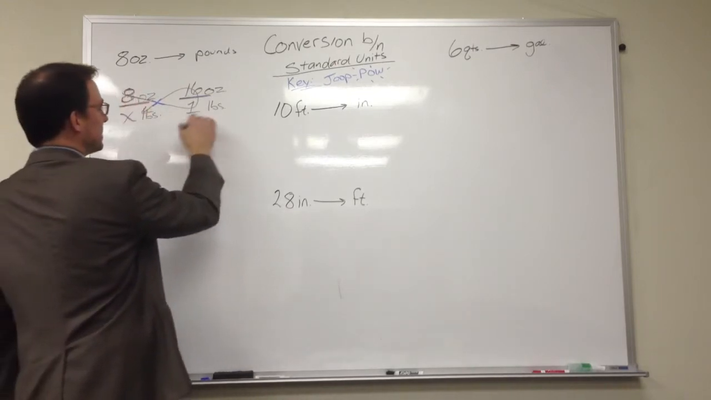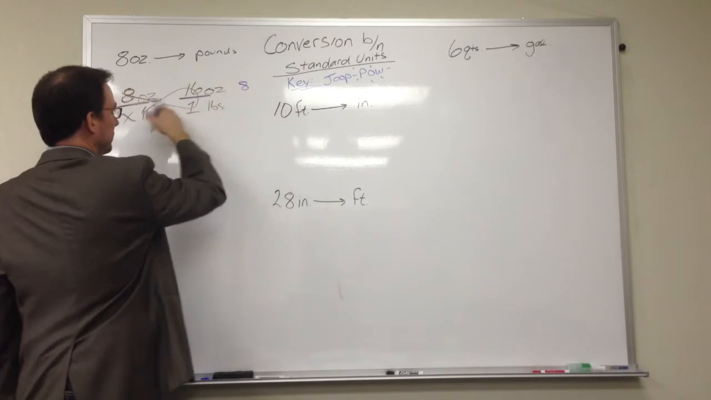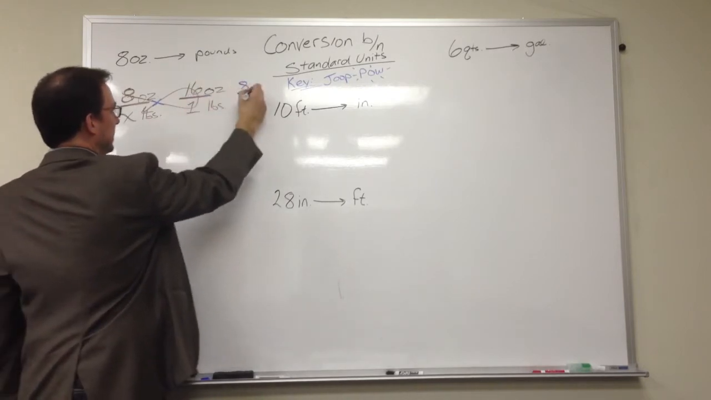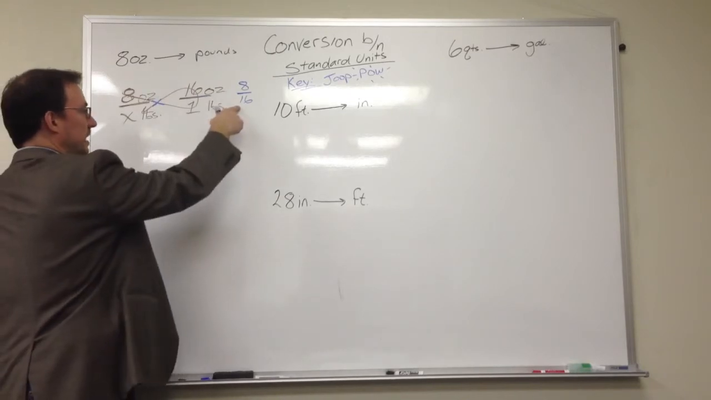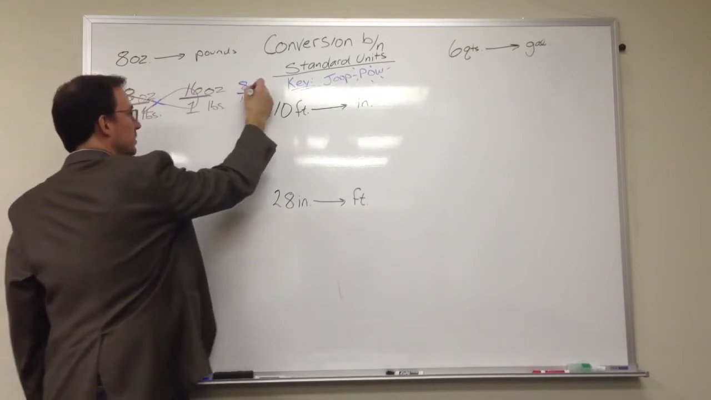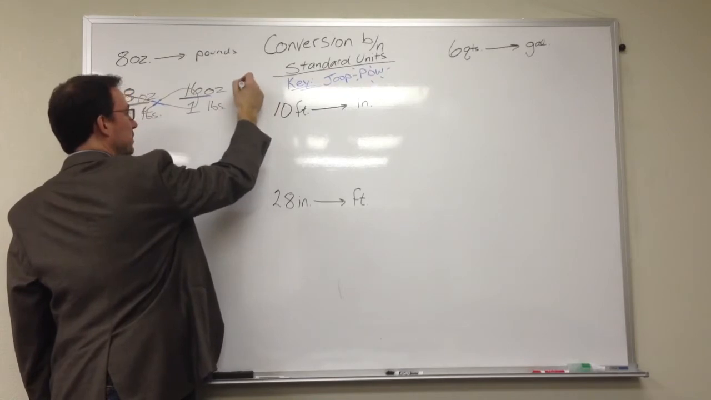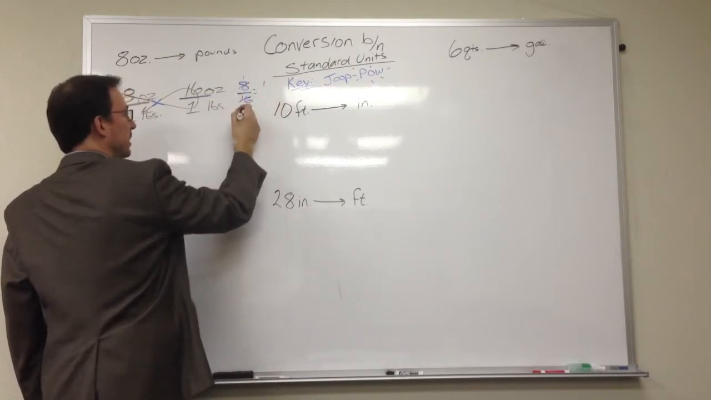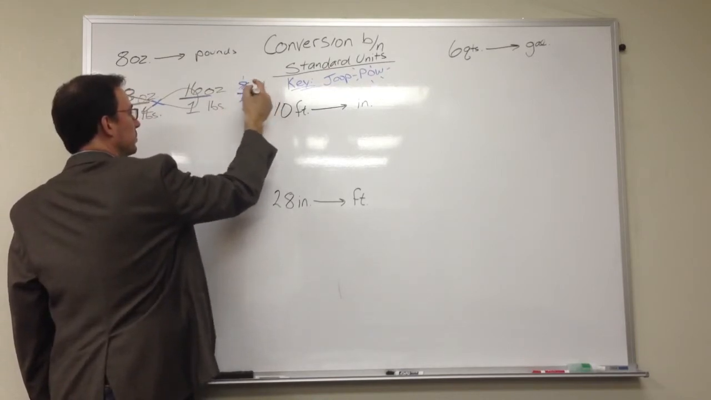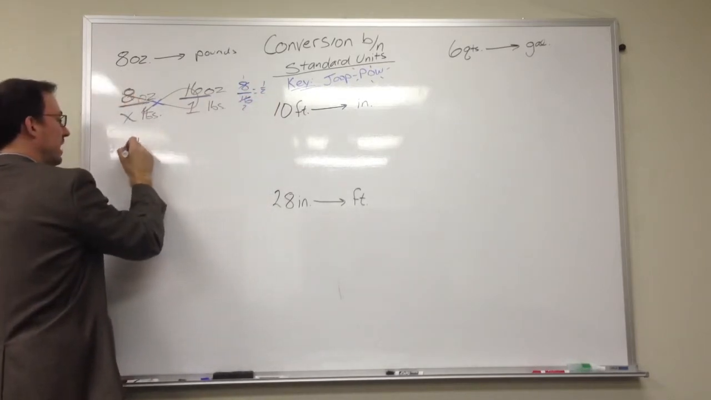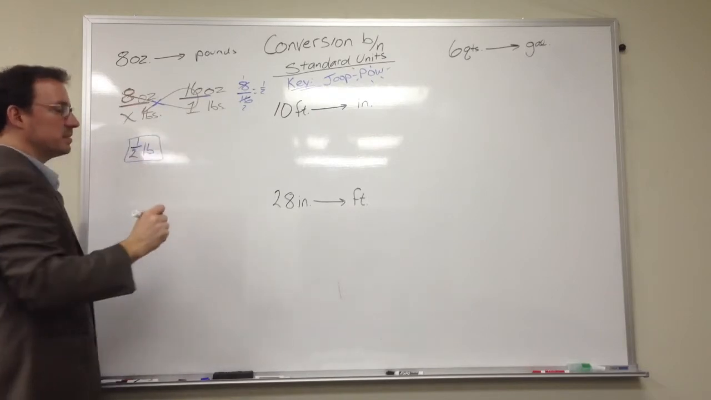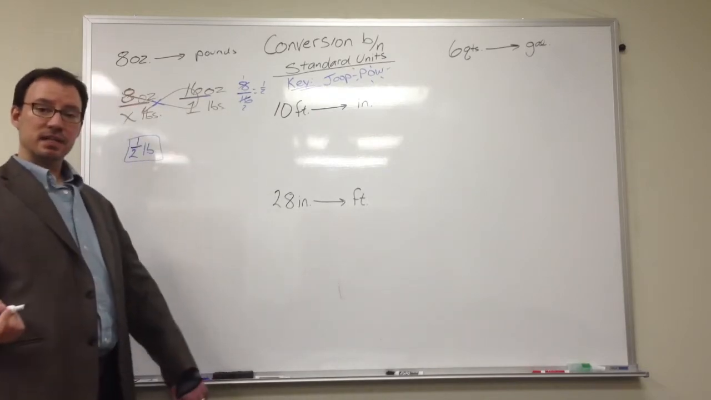So we start here. 8 times 1 is 8. And then we divide that by 16. Okay, so now this is a fraction that we can reduce. 8 divided by 8 is 1. 16 divided by 8 is 2. So it's 1/2 pound. Our answer would be 1/2 of a pound is 8 ounces. It's easy. Anybody can do it.